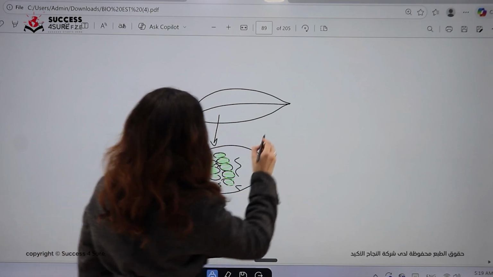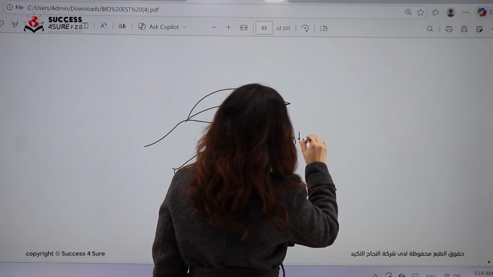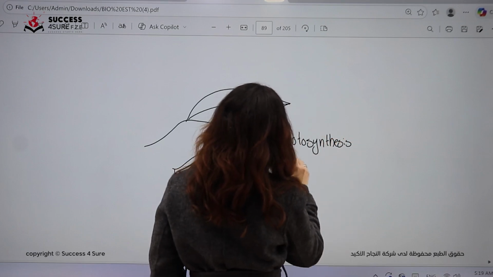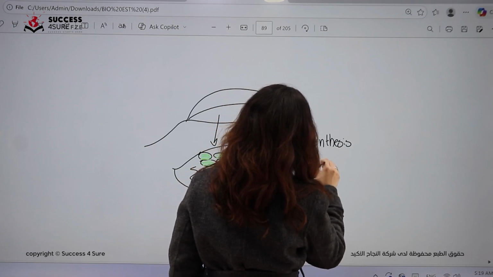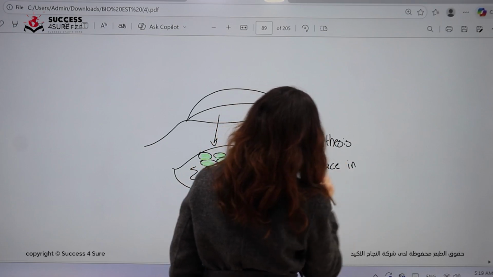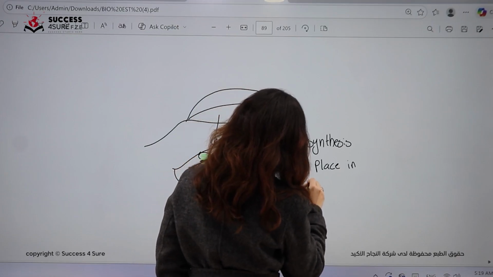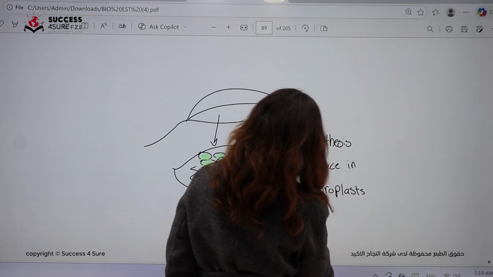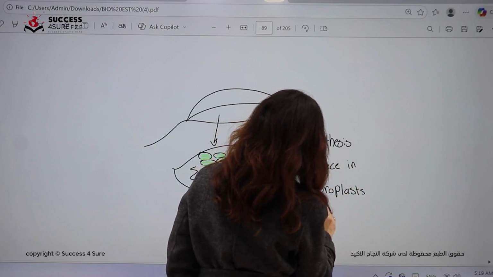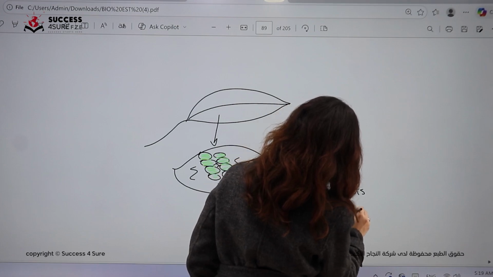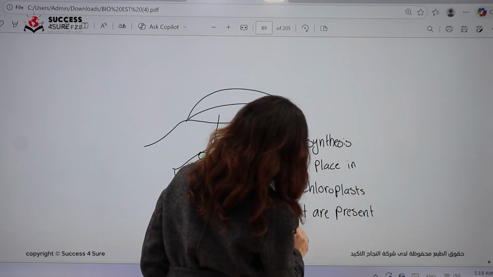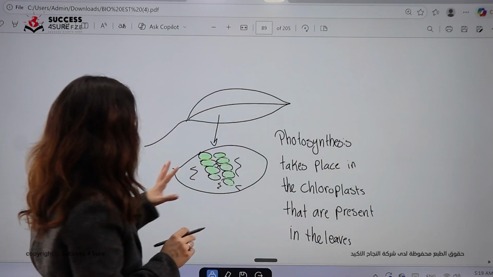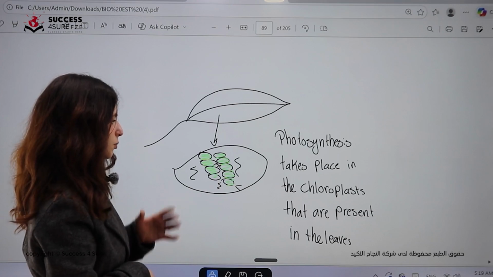So photosynthesis takes place in the chloroplasts that are present in the leaves. So, photosynthesis takes place in the chloroplasts that are present in the leaves.